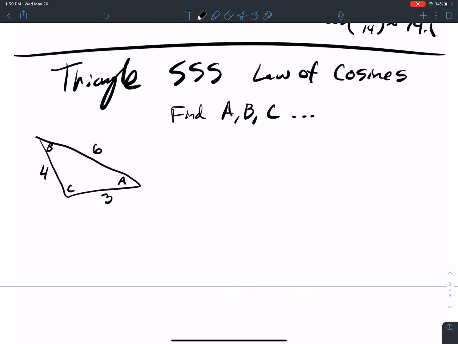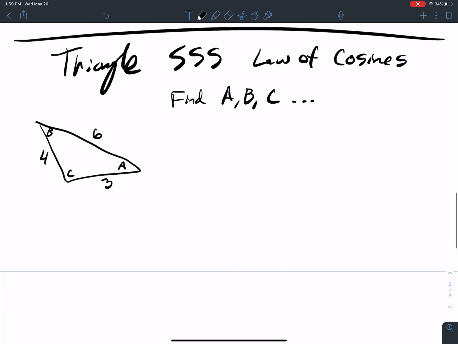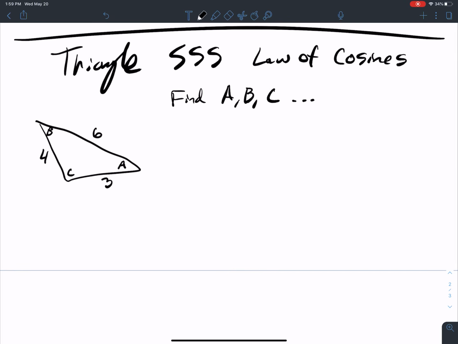How do we do this? We can use law of cosines. So law of cosines, just pick one. Let's do a squared equals b squared plus c squared minus 2bc cosine A. So what do I have? Well, angle A represents this. This is C, and then this is little b.